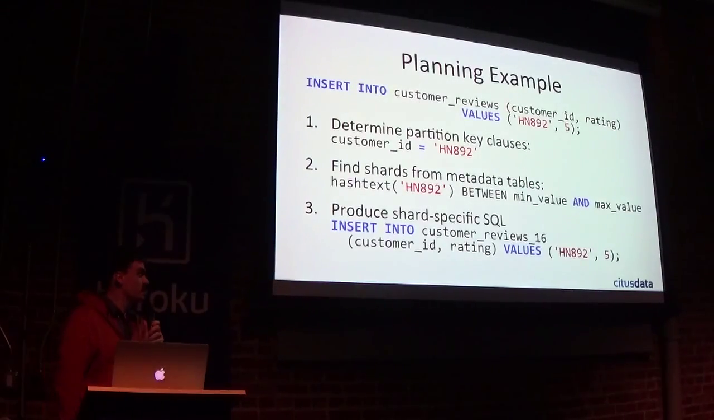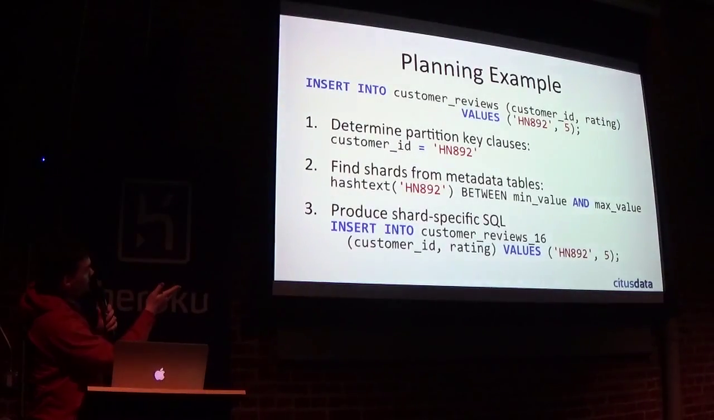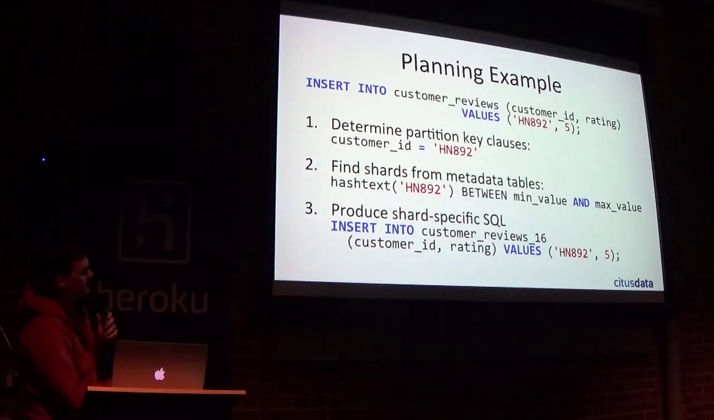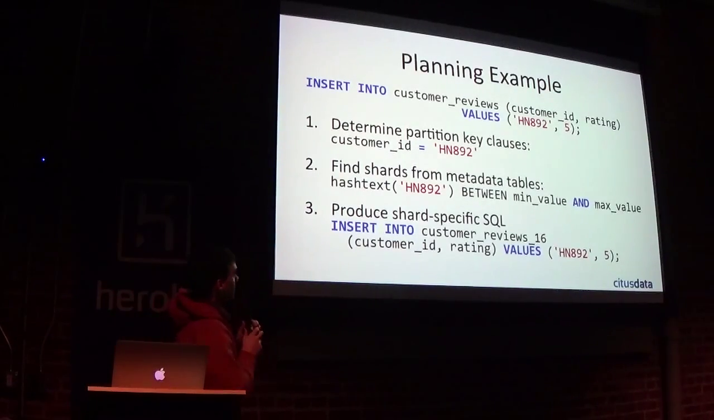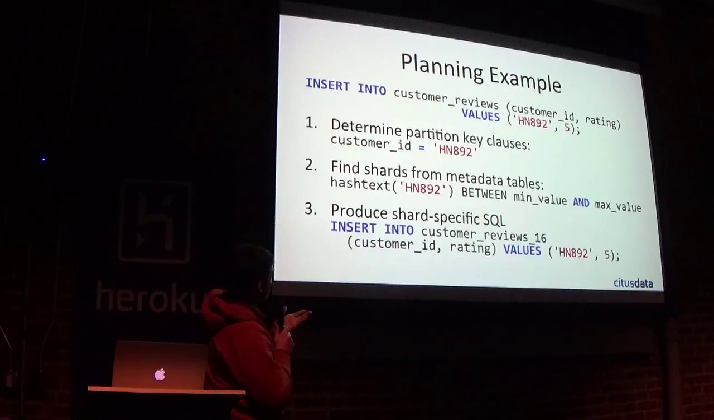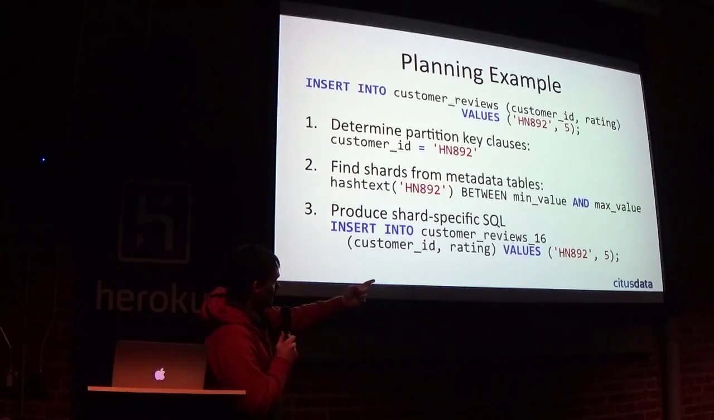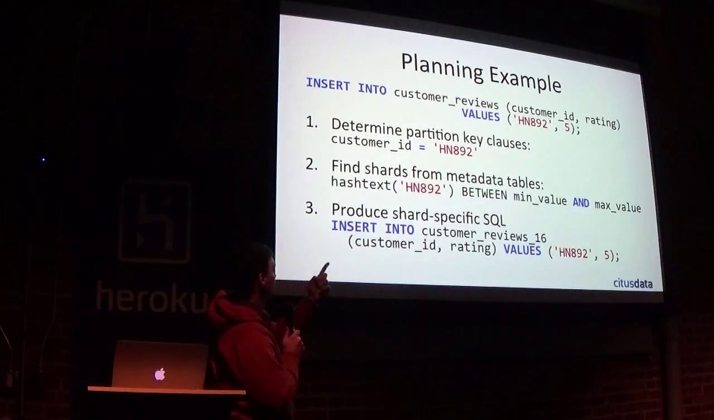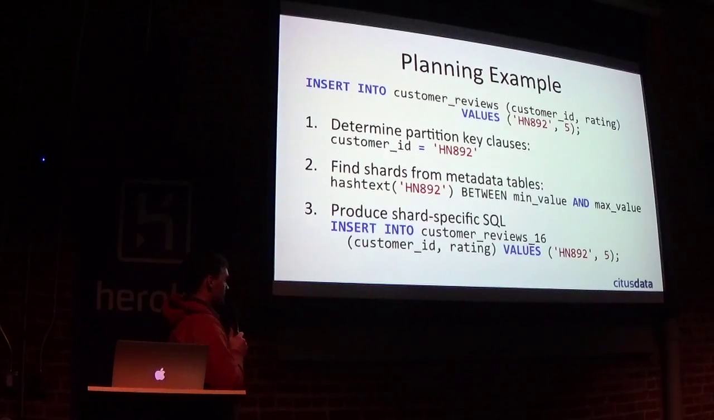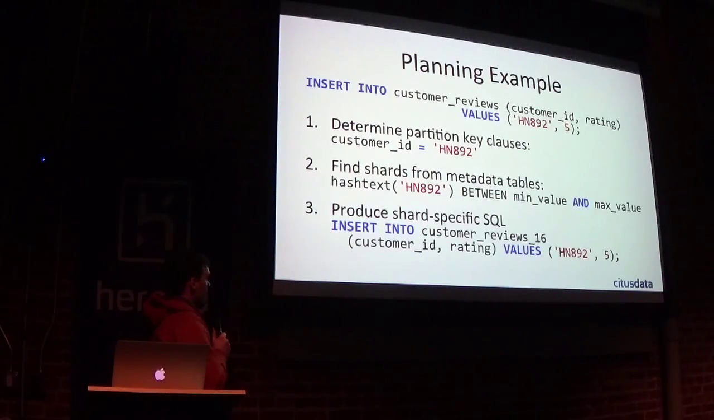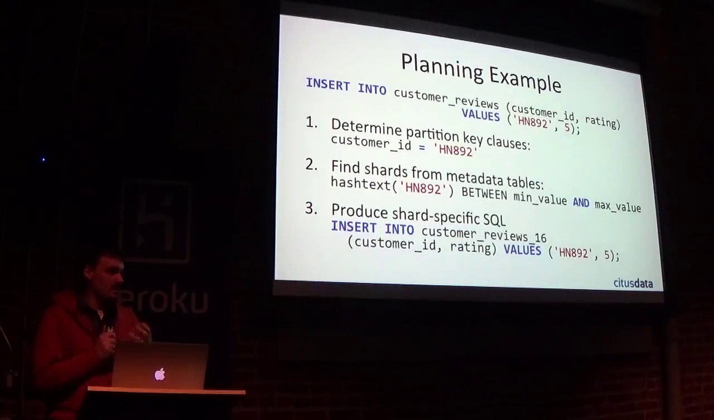So here's a little detailed example. You get a query coming in saying to insert, let's say you have a big customer reviews database, and there are the values. We say, oh, you wanted to partition this table on customer ID. There it is. We hash it. We find which of the shards contains the hash value for this column value. And then once we've determined, let's say it's shard 16, we reproduce the SQL using this new shard identifier in such a way that it can uniquely identify the shard.